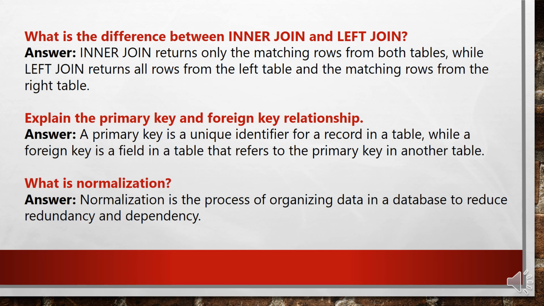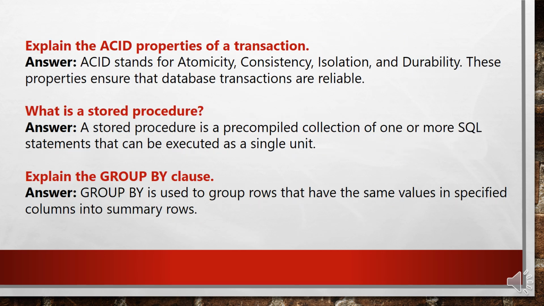What is normalization? Normalization is the process of organizing data in a database to reduce the redundancy and dependency. Explain the ACID properties of transaction. ACID stands for atomicity, consistency, isolation, and durability. These properties ensure that database transactions are reliable. What is a stored procedure?